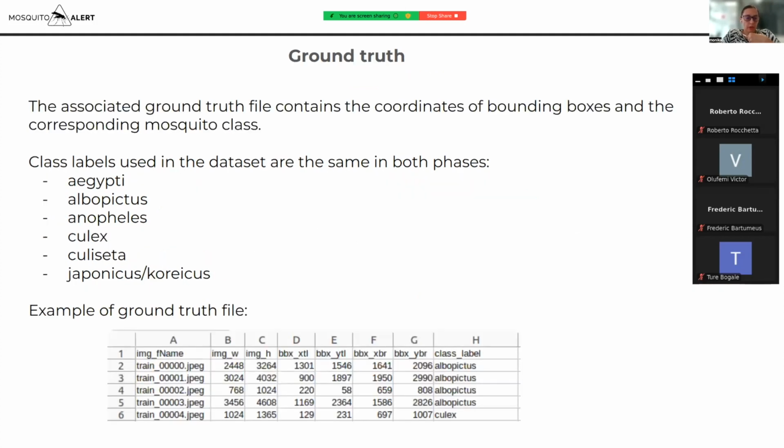The ground truth is created by our entomology expert, like Roger. And the example is in the image here. The class label is something which we get from our expert, who was carefully looking at each picture and decided to which species it belongs. The class labels used in the data sets above are the same for both phases. They are Aegypti, Albopictus, Anopheles, Culex, Culiseta, and that complex Japonicus/Koreicus, which Roger was explaining to us why it is that complex species.